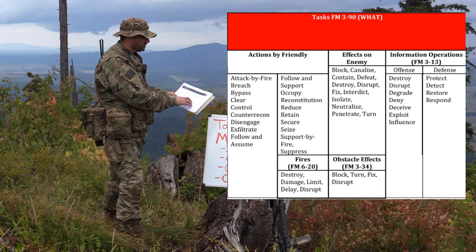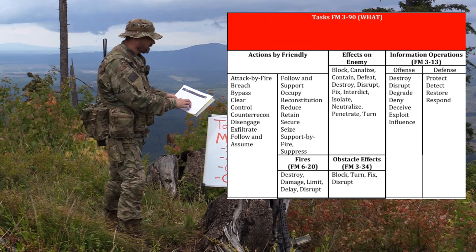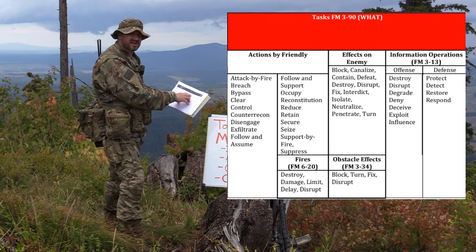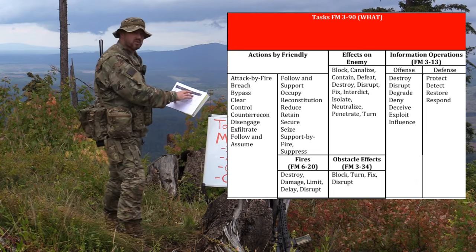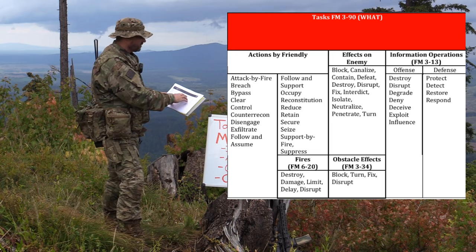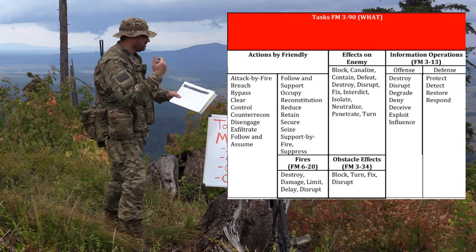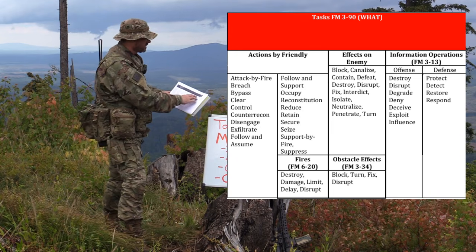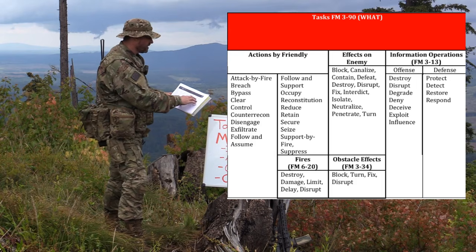These are the obstacles, obstacle effects, I should say. You could block, turn, fix, disrupt. These are the effects on the enemy. These are under the tasks or the what, okay? The tasks or the what. For the effects on the enemy, you can block them, canalize them, contain them, defeat them, destroy them, disrupt them, fix them. Also under the tasks or the what is information operations.